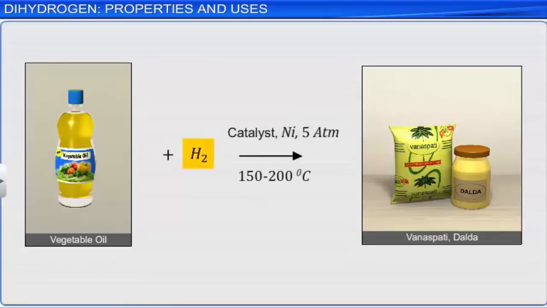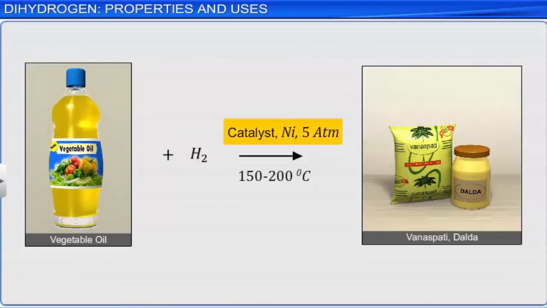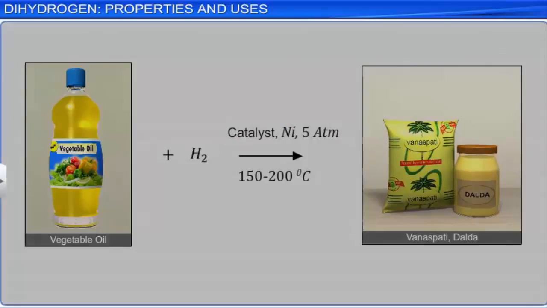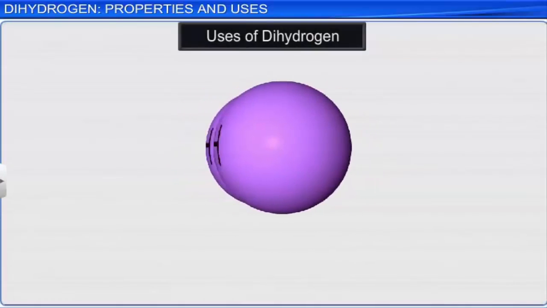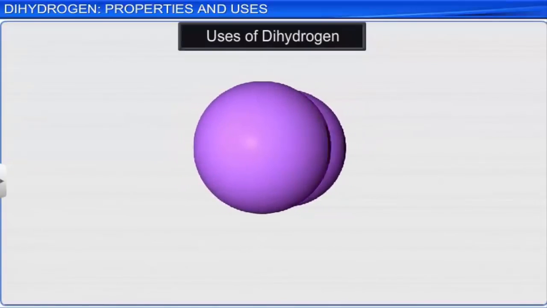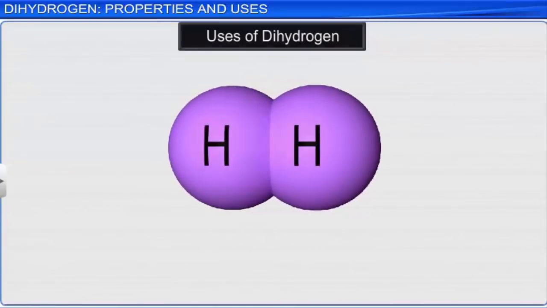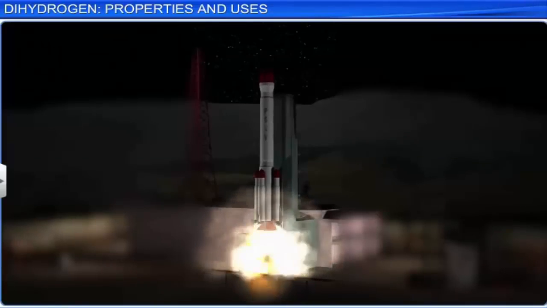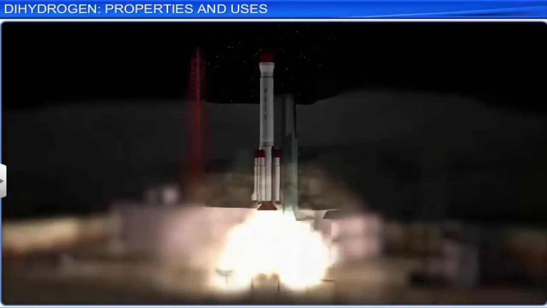Dihydrogen reacts with vegetable oils in the presence of finely divided nickel as a catalyst to give hydrogenated products such as edible fats. Because of its unique properties, like forming non-polluting products and burning in air, dihydrogen gas has many commercial uses. It is used as rocket fuel because of its high calorific value.